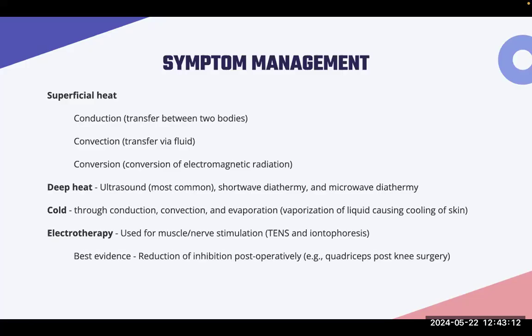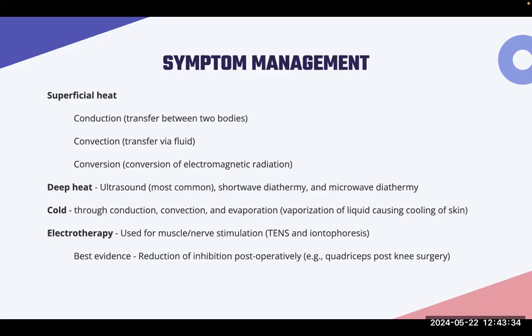And then they use these other things that are much less common, but ultrasound really is the biggest thing to cause that heat, bring blood flow to an area. Then there's cold. Cold is through conduction and convection, which we saw in superficial heat, but then cold has something different, which is evaporation. As we know, it's like sweat cooling the skin when it vaporizes.